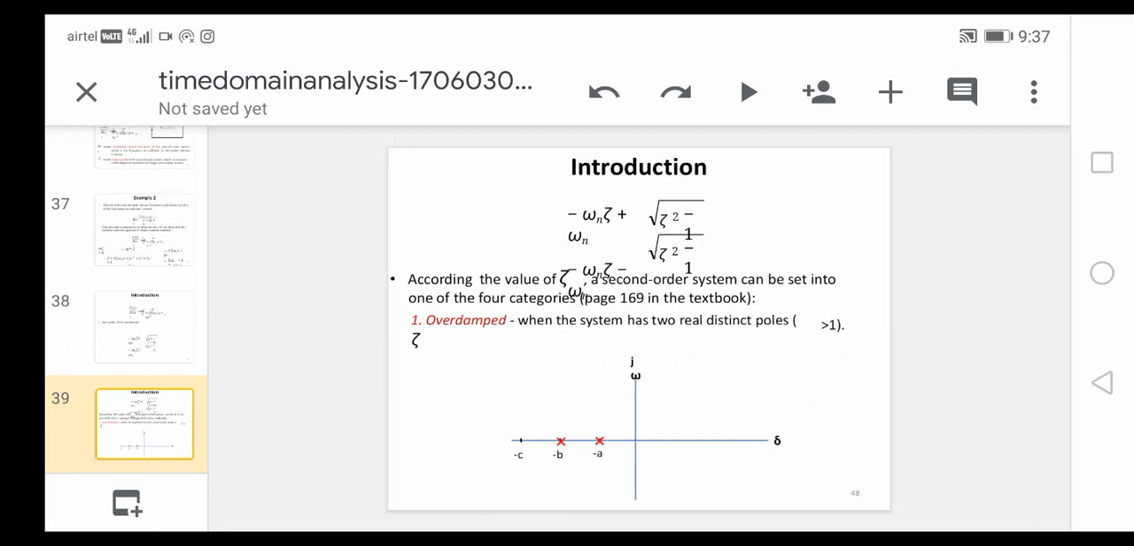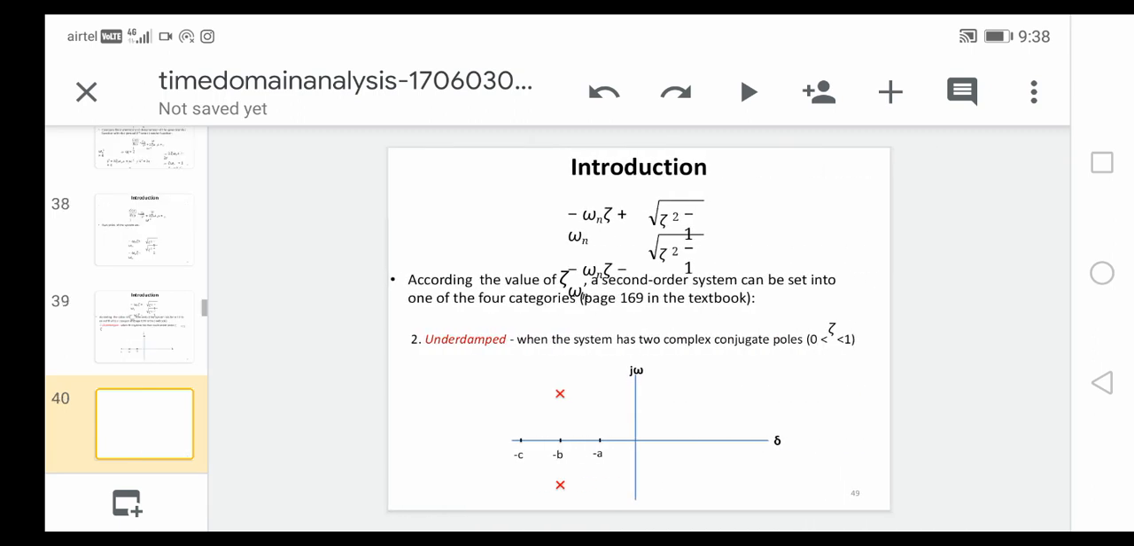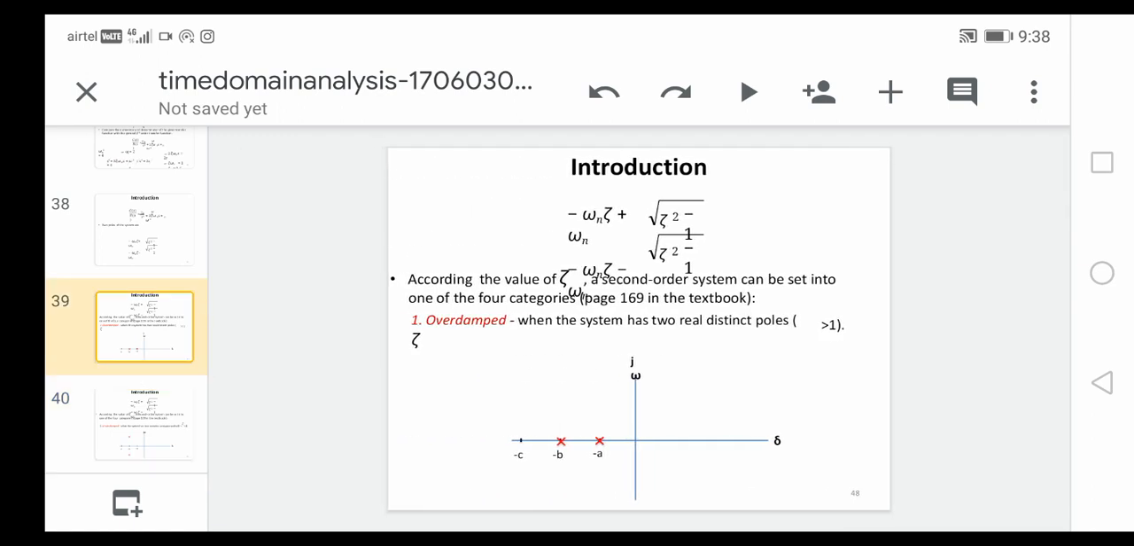Whenever the system is overdamped, that is nothing but when zeta is greater than 1, the roots will lie on the left half of the S plane. In the first case, overdamped, that is when zeta is greater than 1, the system has two real distinct roots. When zeta is greater than 1, the roots will be real and distinct.